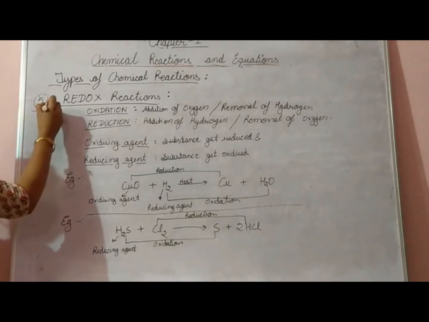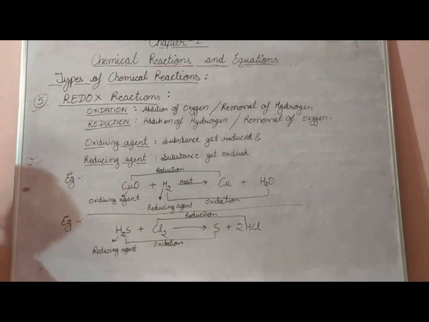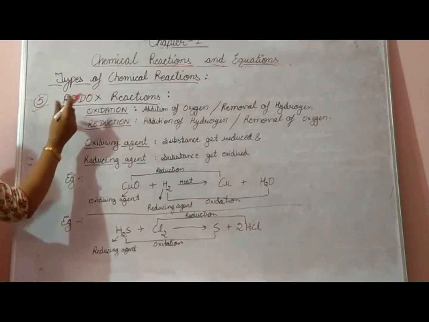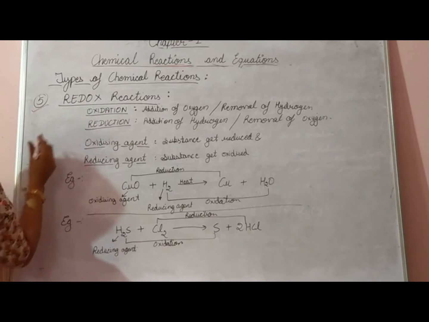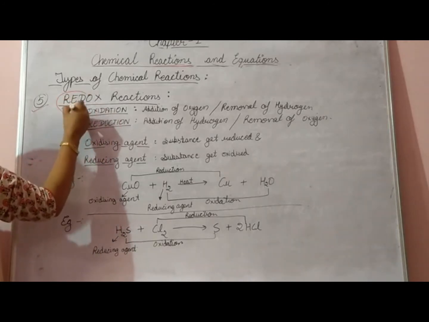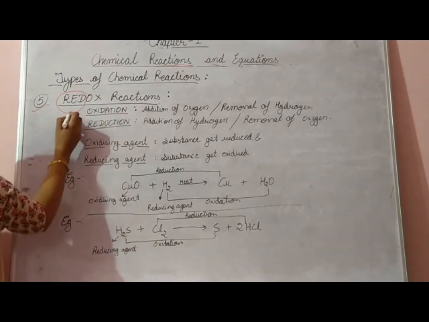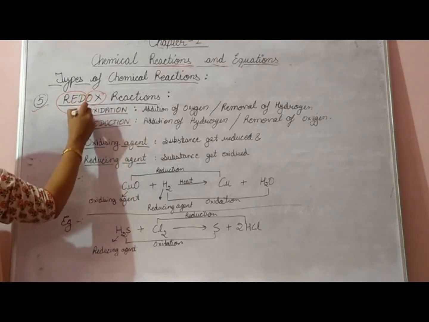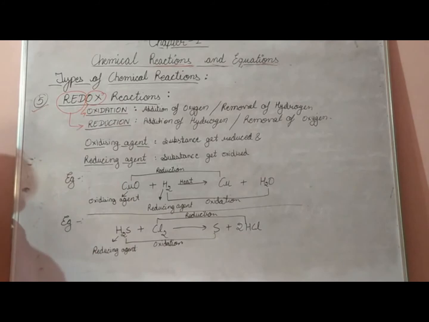Now, the last type of chemical reaction is the redox reaction. Basically, redox reactions are oxidation and reduction reactions. The oxidation and reduction reactions occur simultaneously. They occur together, that's why they are presented with a common name, redox reaction. It is clear from the name redox. The first three letters, red, represent the reduction reaction, and the last two letters, ox, represent the oxidation reaction.